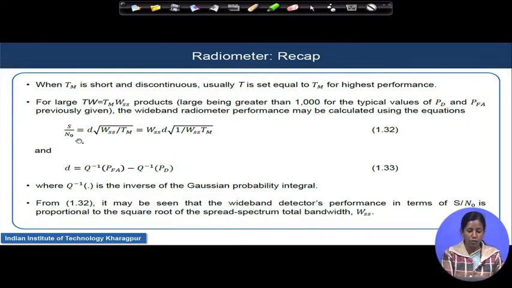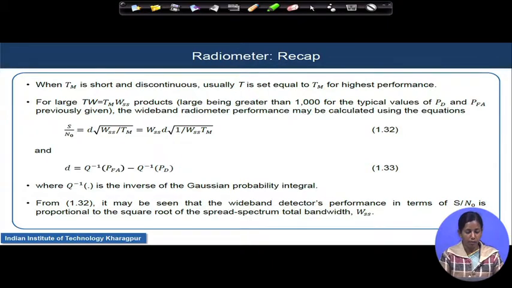Once these were all set, we also saw in the radiometer the signal to noise ratio and the time bandwidth product, which is equal to the message time duration times the frequency hopping spread spectrum total bandwidth. When this product is very large, the wideband radiometer performance can be calculated using equation 1.32. Also, this is an alternative equation of the signal to noise ratio that we have seen in the last module.